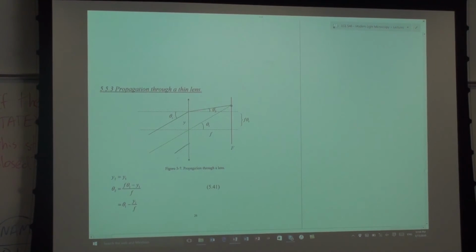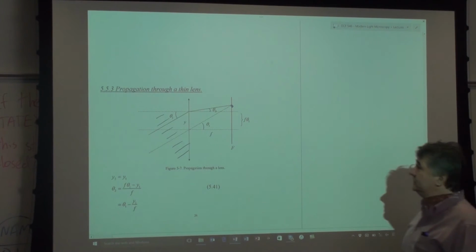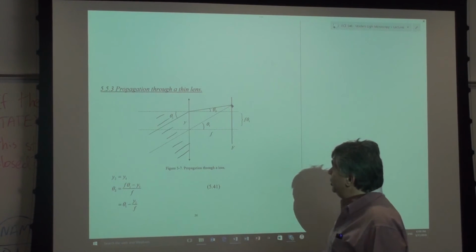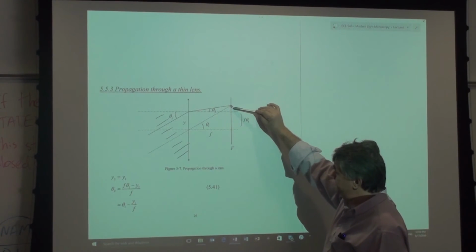So I know that all parallel rays incident on the lens are going to be focused into a single point. How do I find that point? Well, I draw the one through the center because I know that doesn't get bent. Is that okay? Good. So now my problem is easy.